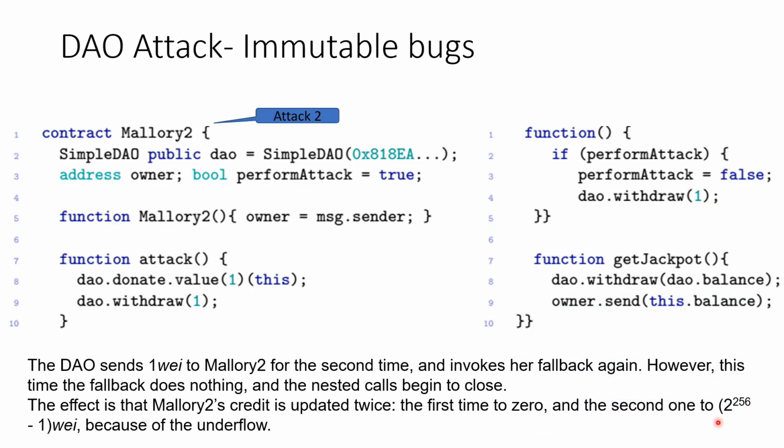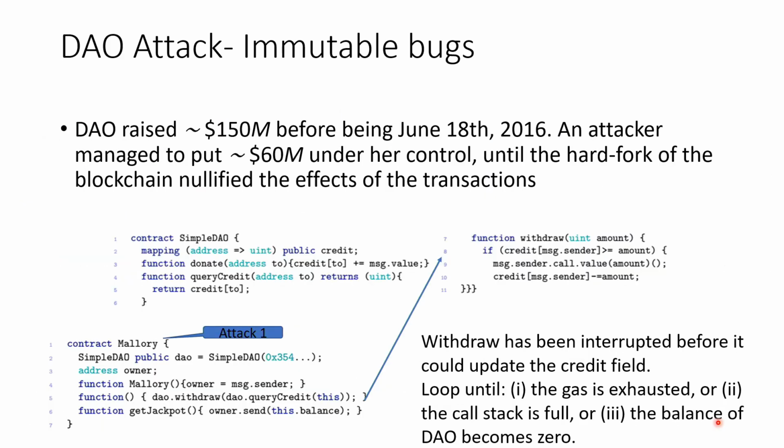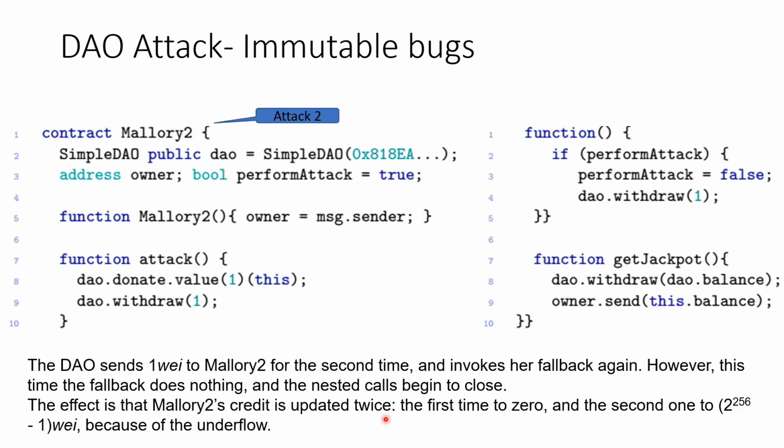You got it? Because it is not checking the limit. If the attacker's balance is 0, the withdraw function should not be invoked. Even though the attacker's balance was 0 and that call was made, this withdraw function was called in a nested loop. The first time, the attacker's balance becomes 0. In the second call, the attacker's balance will become 2 raised to 256 minus 1 ether, because it will not produce a negative value.